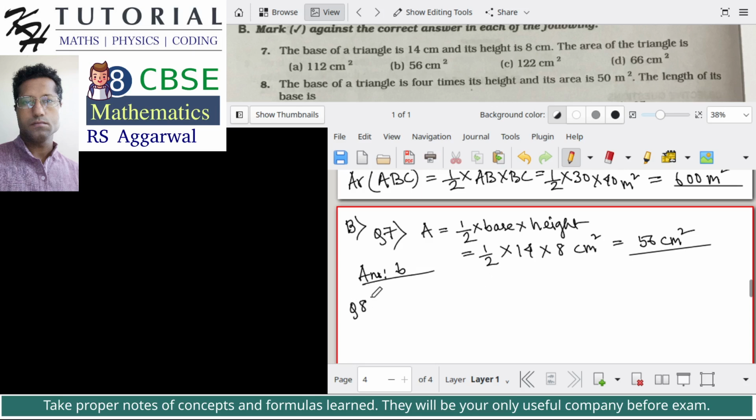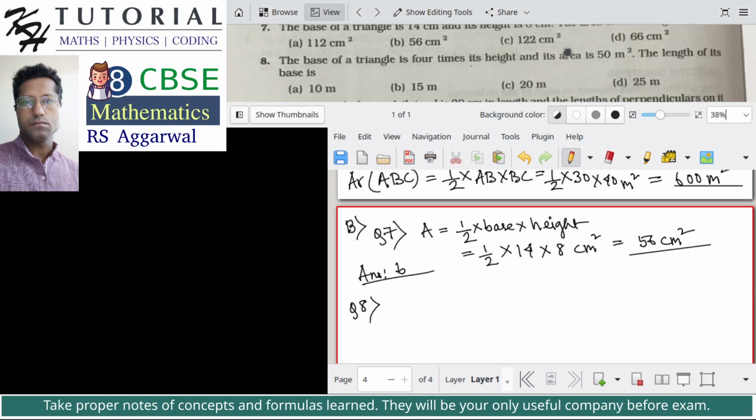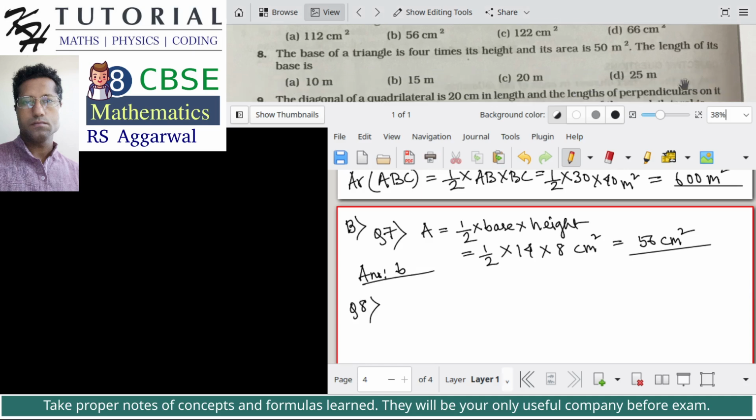Question number 8. The base of a triangle is 4 times its height and its area is 50 meter square. The length of its base is, okay. Since the unit is given in meter square, let base be x meter. The base of a triangle is 4 times its height. Okay, it's better we consider height as, let height be x meter. This implies base will be equal to 4x meter.